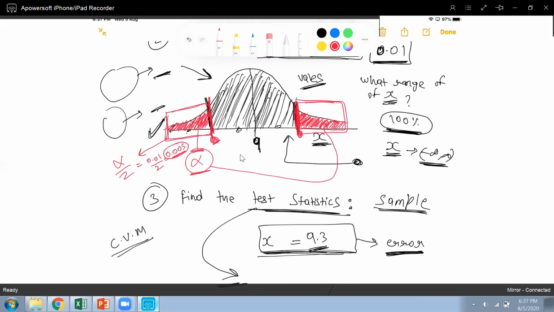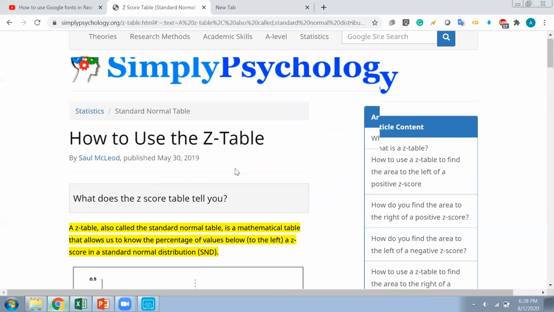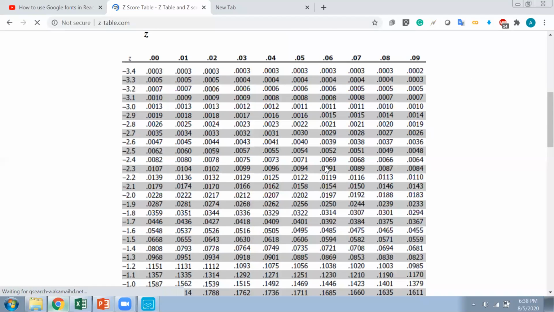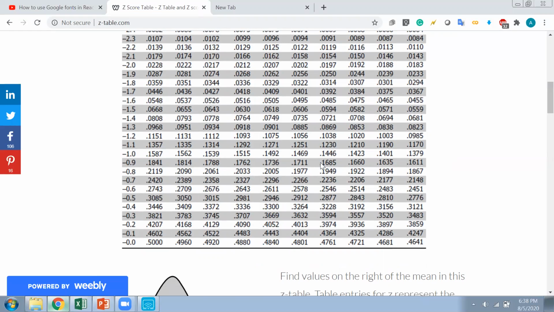Now I want to find this value. You said that we need to find this value using the Z table. So I'll open the Z table. Now can you tell me what will be that value? How will you find that value using the Z table? This is not the proper Z table. I'll open the proper Z table. Can you tell how will we find the Z value using this 0.005 that we have got?